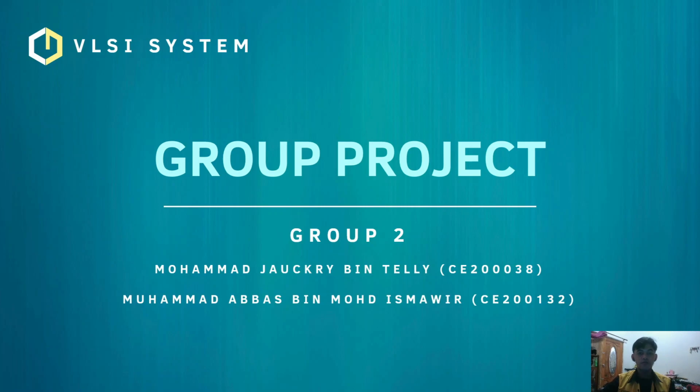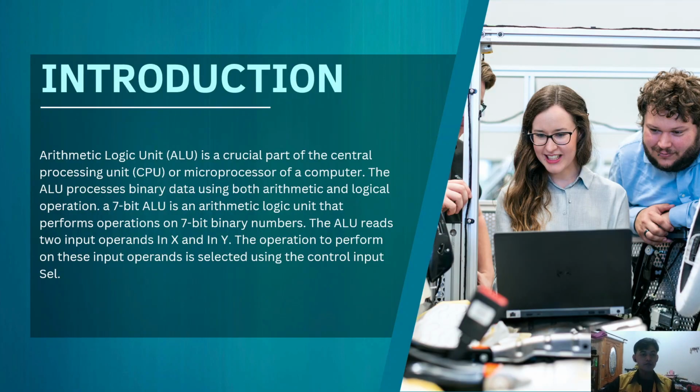So in this video, we are going to present our group project. We are from group 2. First, I'm going to go to the introduction. For this project, we are required to design a 7-bit ALU, which is an arithmetic logic unit. We are given two inputs, X and Y, and we can decide the values for X and Y on our own. The ALU processes binary data using both arithmetic and logical units. The operation to perform on the input operands is selected using the control input.